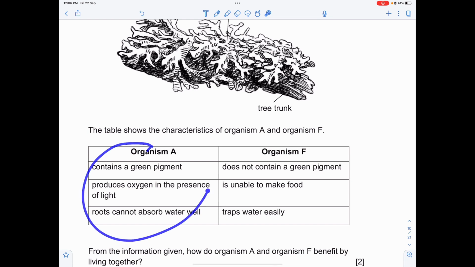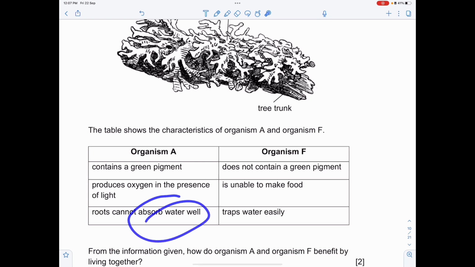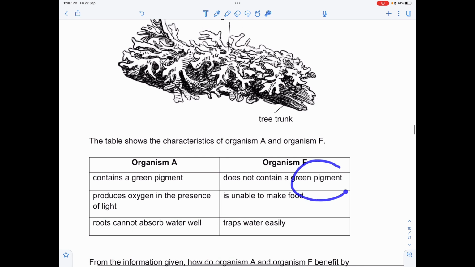So we know that A has green pigment. If I see green pigment, I know it's chlorophyll and photosynthesis will occur. Produces oxygen, voila, it actually coincides with photosynthesis. Roots cannot absorb water well. This is a disadvantage. I wonder why. Organism F, this one, no green pigment, cannot make food, but traps water easily.